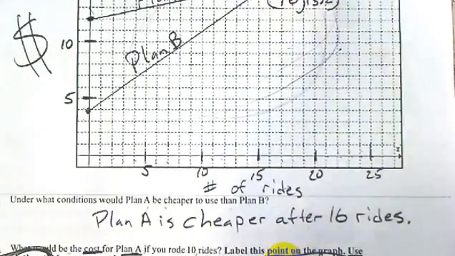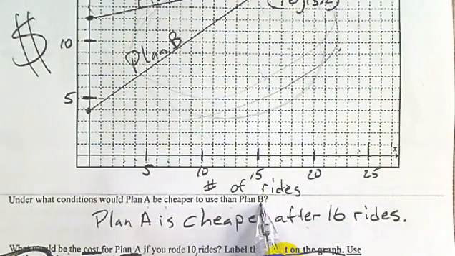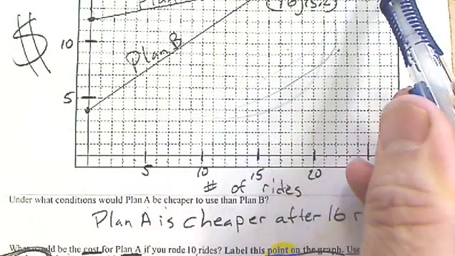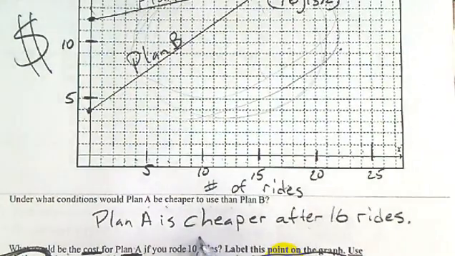Then it asks me, under what condition would plan A be cheaper to use than plan B? Well, it's lower here on the graph, so that's cheaper. So after 16 rides, plan A would be cheaper.